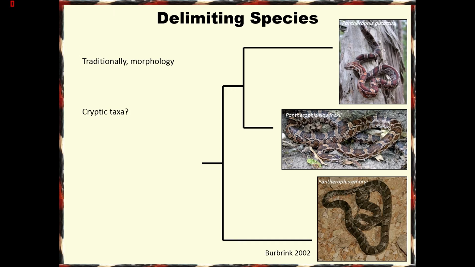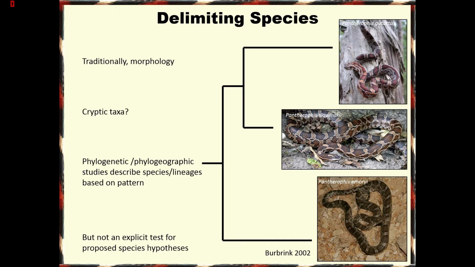Traditionally we've done this based on morphology, but we have the issue of cryptic taxa, which we know for a lot of wide-ranging species is often quite common. A lot of phylogenetic and phylogeographic studies describe species and lineages based on patterns that you get from a tree. A good example of this is Bourbon 2002 corn snakes. We have this wide-ranging corn snake species, and it turns out that there's actually 3 distinct lineages in there, each with their own separate evolutionary trajectory.